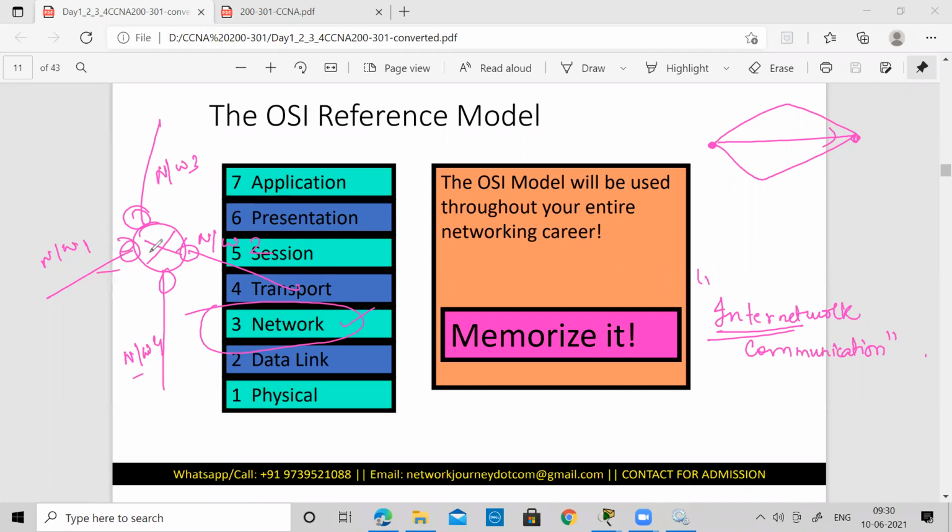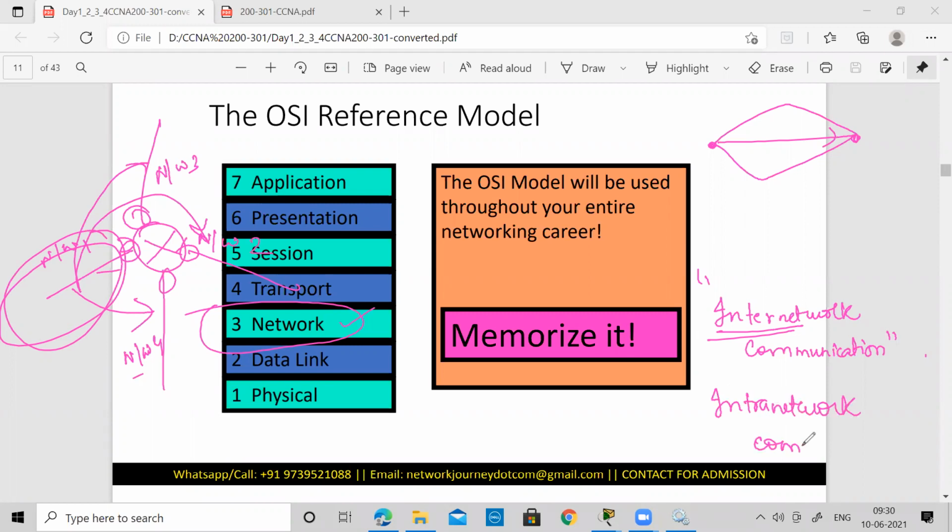The router will help to communicate between network 1 and 2, or network 1 and 3, or network 1 and 4. But when you want to communicate inside the same network, the router is not going to come into the picture. Then something which is going to help you there is a switch. So a switch is useful for intra-network communication.